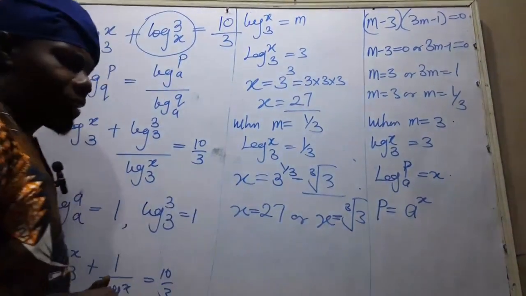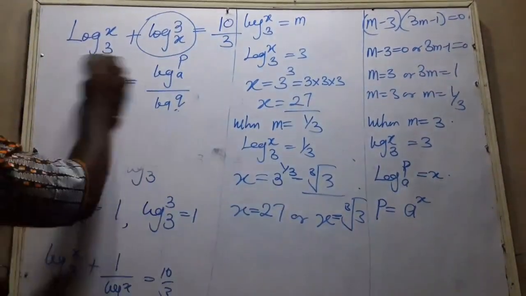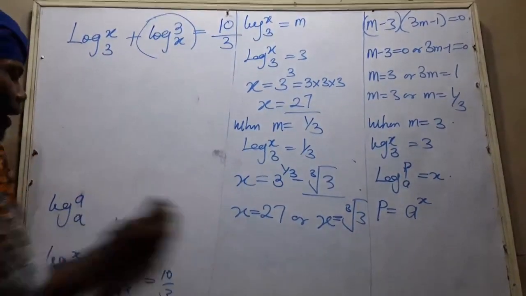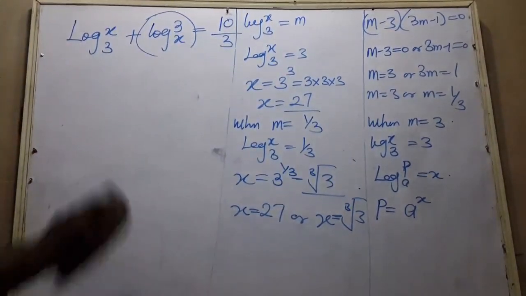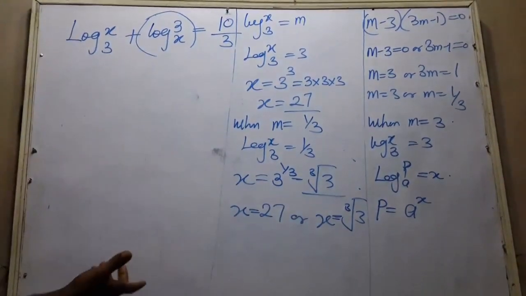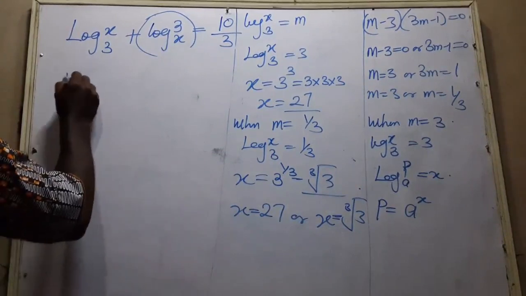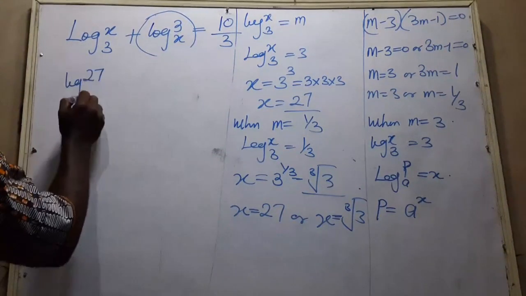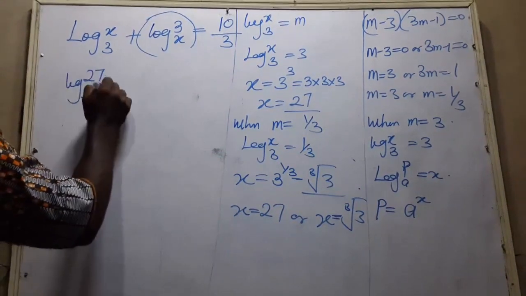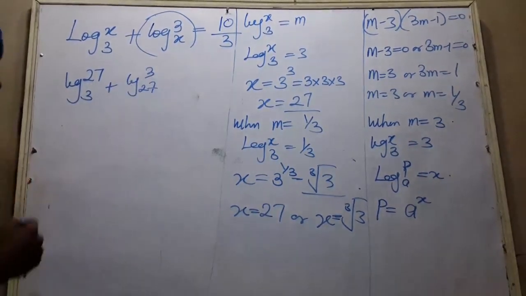We can also cross-check our answer, maybe we are right or we are wrong. Let's try to cross-check the answer from here. So when x is equal to 27, we have log 27 base 3 plus log 3 base 27. Let's see what it's going to give us.